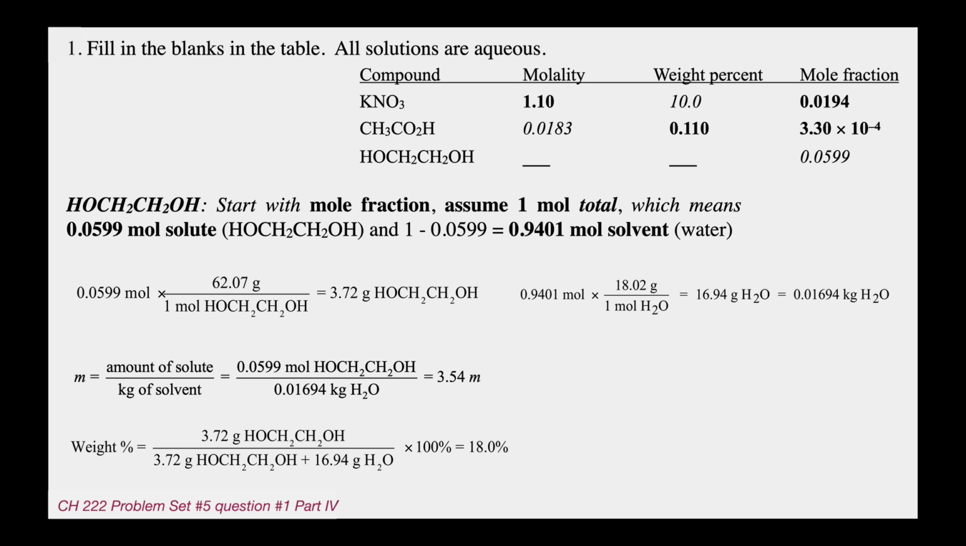So notice that all of these had an assumption to begin with, and that's the part that sometimes people don't see. Once you know what that assumption is, the next goal is just to get grams and moles of both solute and solvent. And from there, you can find all these kinds of units. These problems will fall for you.